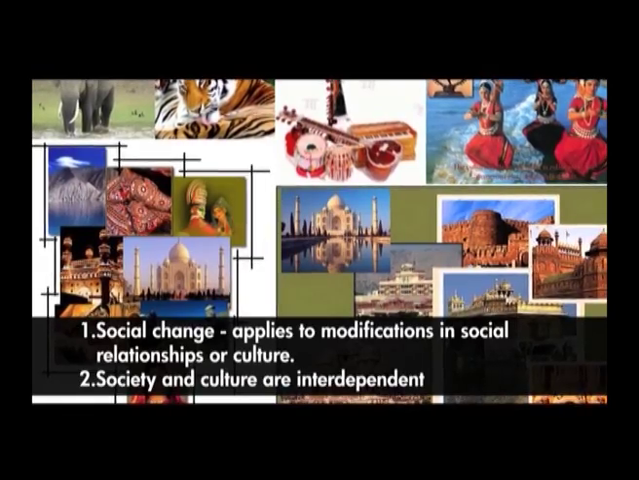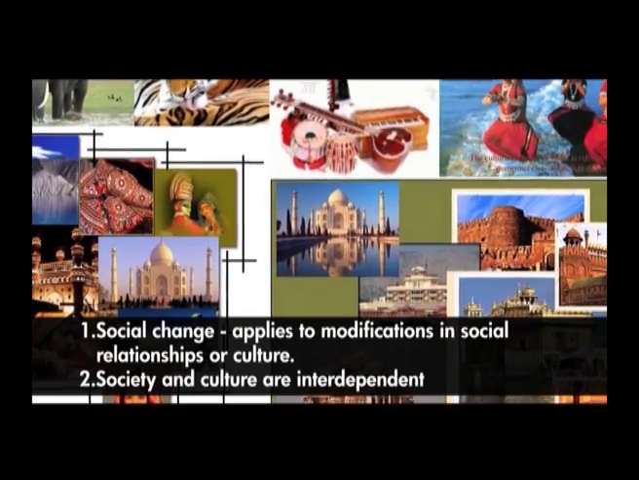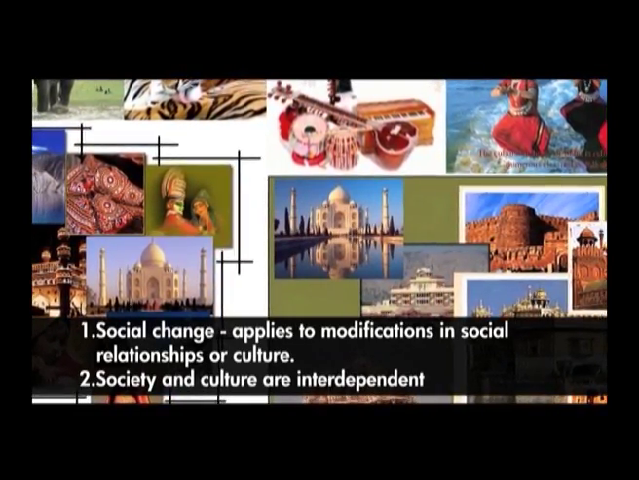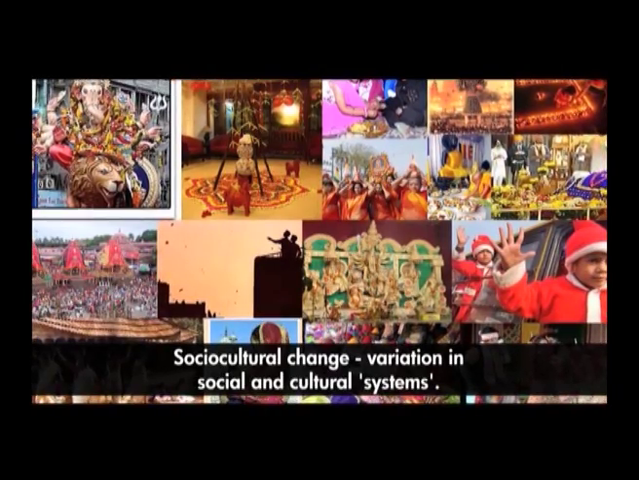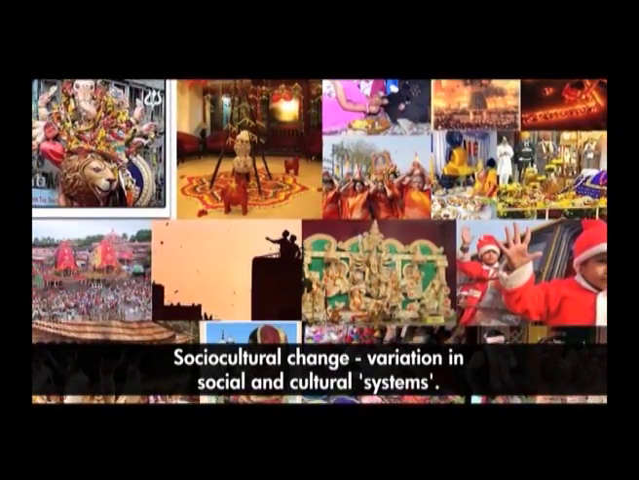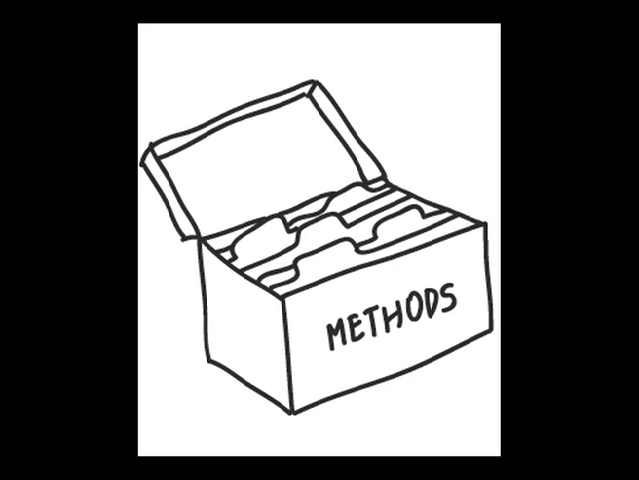You may have already come across the term social change used within sociology that applies to modifications in social relationships or culture. In real life, we see that society and culture are interdependent, and therefore we can say that sociocultural change is a more accepted term. The study of sociocultural change is therefore the systematic study of variation in social and cultural systems. There are many methodological problems of identification and measurement of change, and one problem that is faced by all sociologists is that it is very rare for one cause to produce one effect.